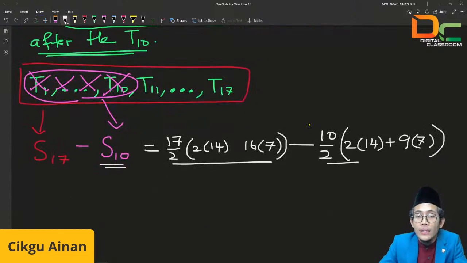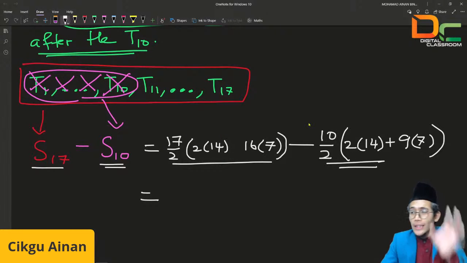The pen is acting up again. Okay, so I will use the calculator.